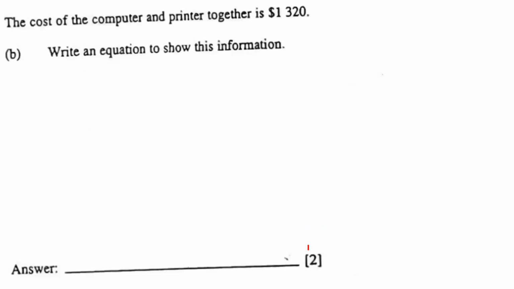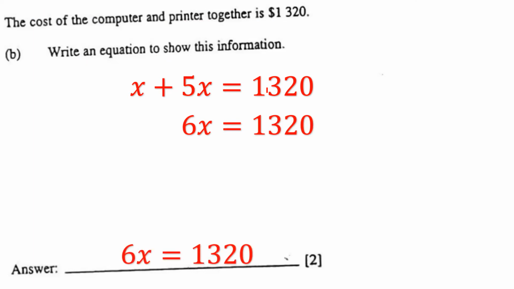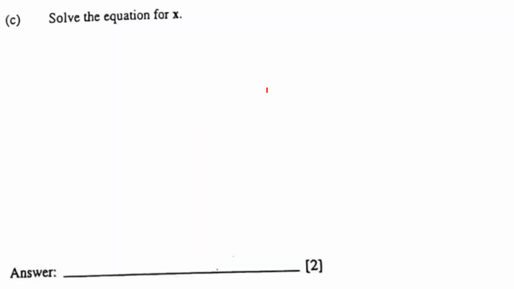Number 17B, it says the cost of the computer and the printer together is 1,320. Write an equation to show this information. Well, we know that the printer cost is X dollars. The computer costs 5 times that, so it's going to be 5X. We can add X and 5X to give us 6X. And so that's our answer. 6X is equal to 1,320. Now let's solve this equation for X.